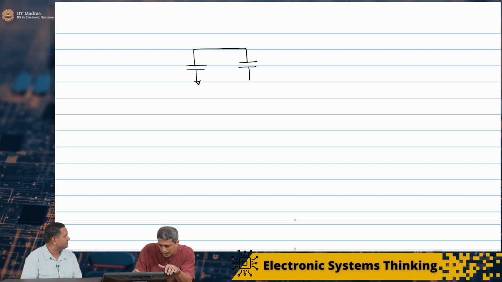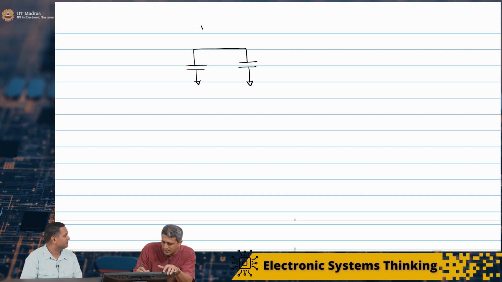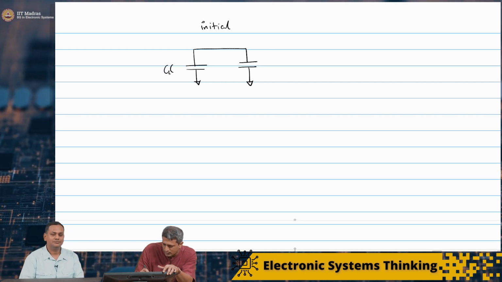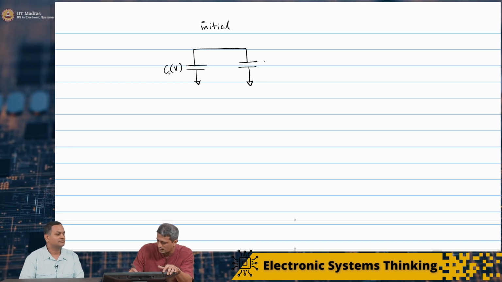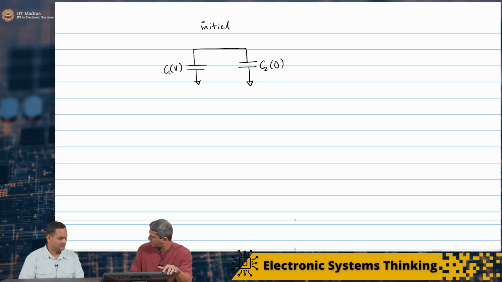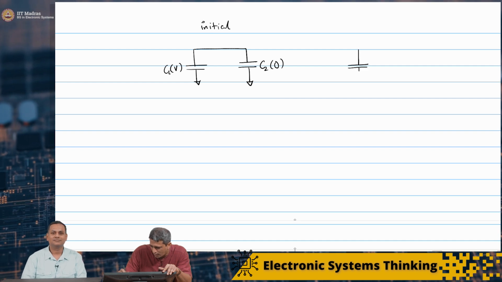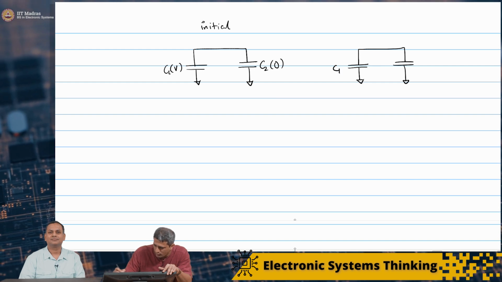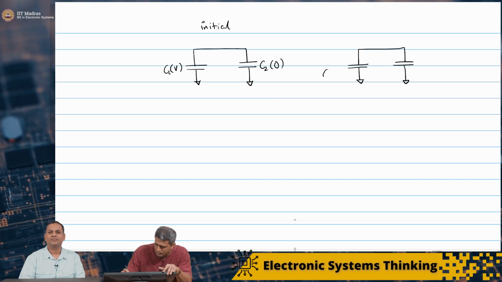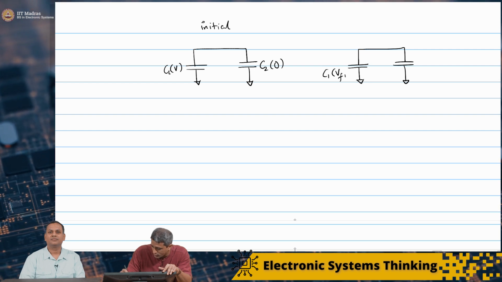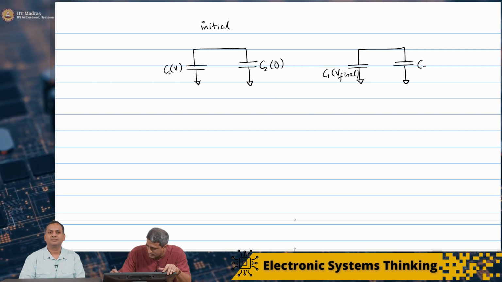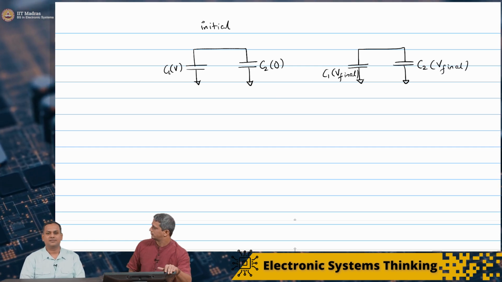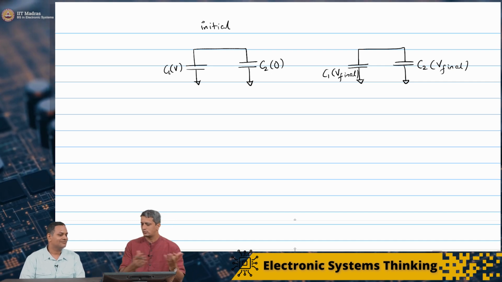So if you look at this, C1 and C2, the initial picture is C1 with an initial voltage of V, C2 initially discharged. The final picture is C1 with a final voltage of V final. C2 also has a V final. Yes. Right.